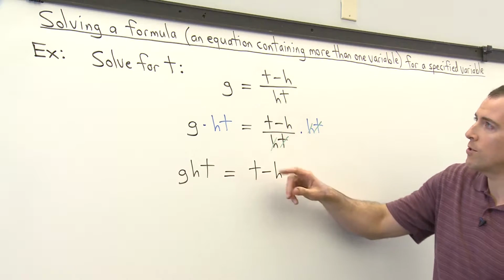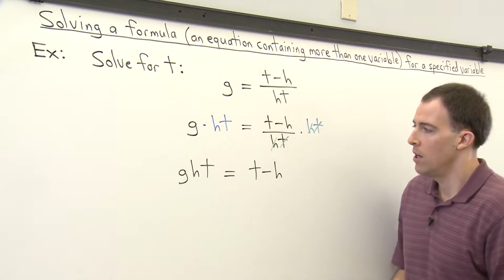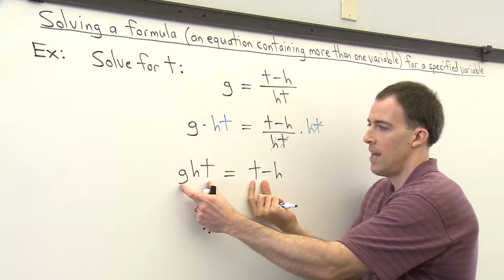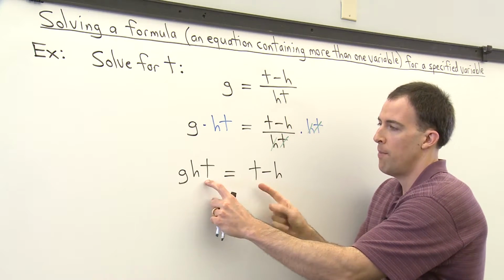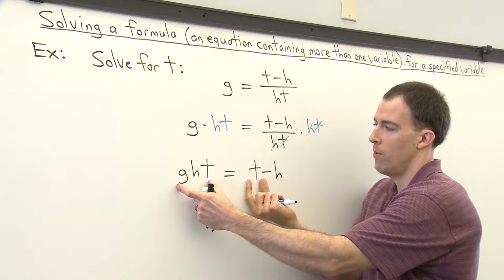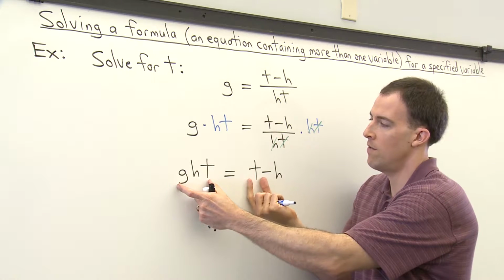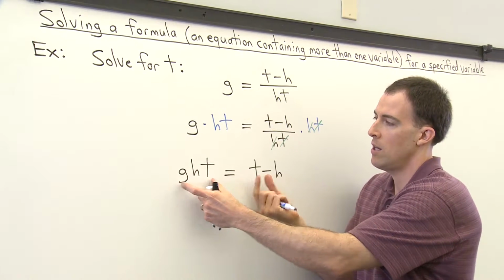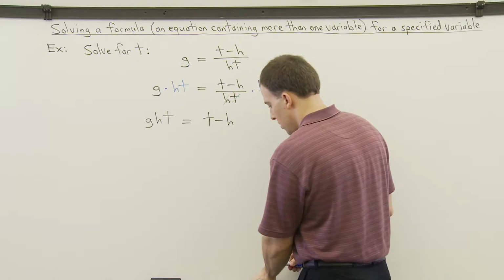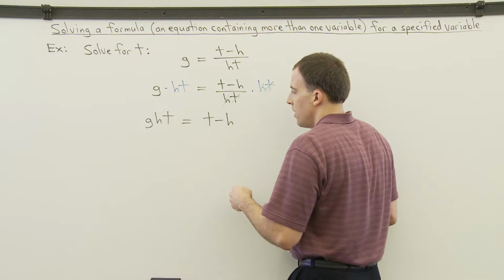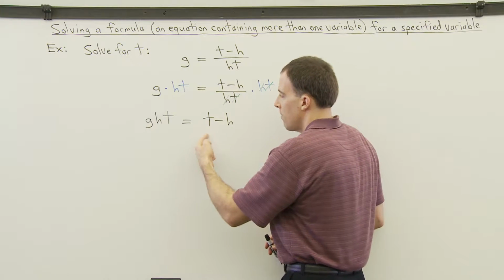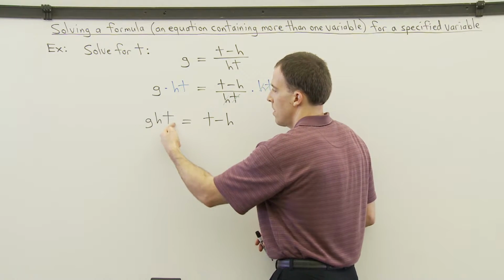Sizing up what we've got, we're trying to isolate the variable t. Notice there are two terms that contain the variable t. We need to get both of these terms that have the variable we're trying to solve for on the same side of the equation. If you have more than one term that has the variable in it you're trying to solve for, you need to make sure they're all on the same side of the equation. So a simple thing to do would be just to subtract t from both sides, to bring the t term here over to the left side.